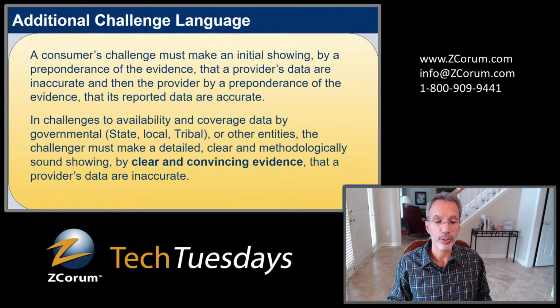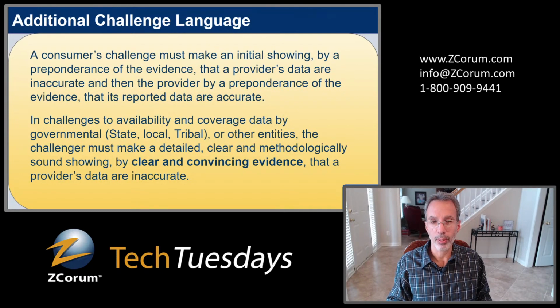There's just some additional language here for the challenge. This is related to the burden of proof, to me. A consumer's challenge must make an initial showing by a preponderance of the evidence that a provider's data are inaccurate, and then the provider must show by a preponderance of the evidence that its reported data are accurate. Now, if you are being challenged by government, state, local, tribal, or other entities, then the challenger must make a detailed, clear, and methodologically sound showing by clear and convincing evidence that a provider's data are inaccurate.